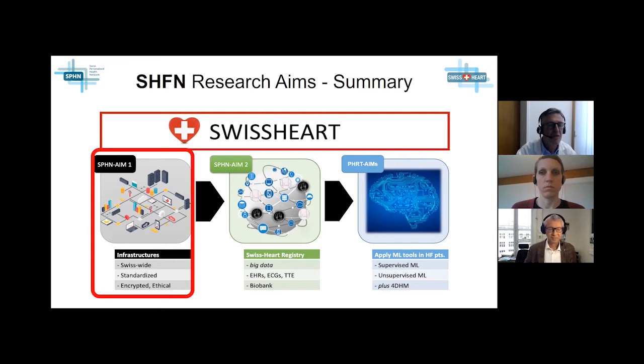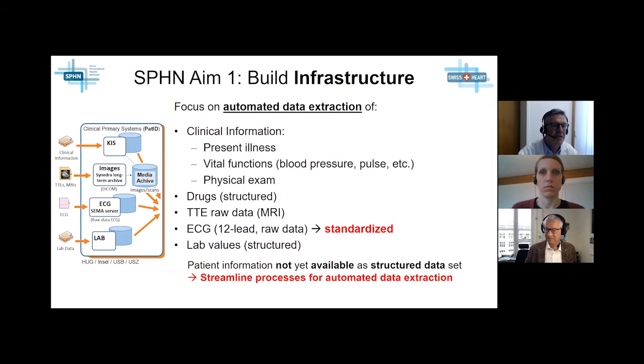So let me start with the first aim, infrastructure, and give you a glimpse before Antje takes over. We evidently want to build an infrastructure for our purposes. For that, we have the primary data of the patients: the clinical information, the echoes and MRIs, the imaging data, EKGs, and labs. That will flow into the system. Antje will detail on that. The clinical information evidently is key, that we specify the present illness and get as much as possible automated data extraction. That is possible from vital functions and probably not that much from the physical exam.